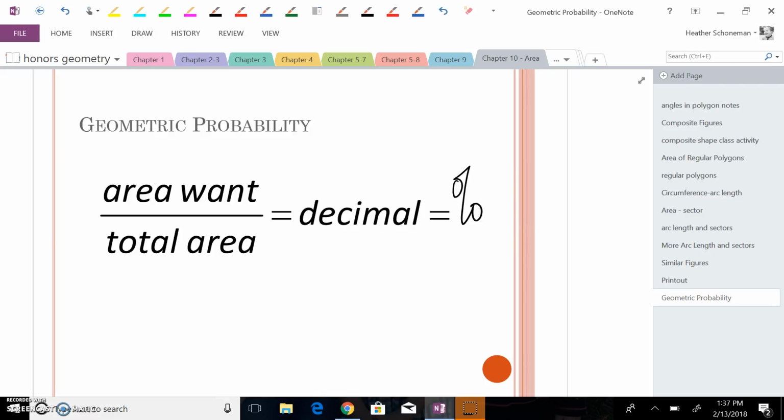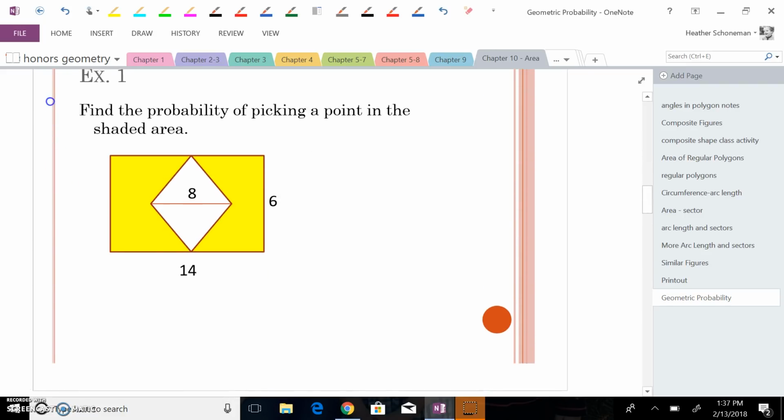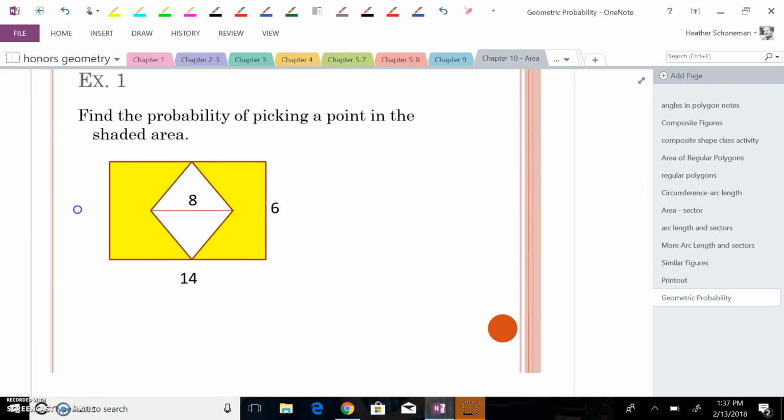When we put that in our calculator, that'll give us a decimal, and then we can easily convert that decimal to a percent. But the goal is to find the percent of the picture shaded. Most of the time this works, like I said, but sometimes just a little common sense works too. But let's go through these. So on number 1, we want to find the percent of the picture shaded.